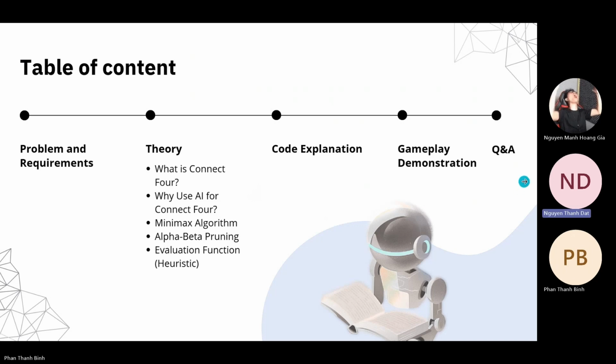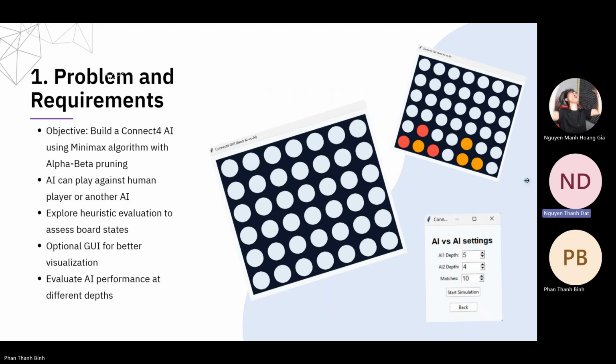About the table of contents, the first one we will talk about is the problem and requirement. The next one is the theory related to the project, and the next part is code explanation. Mr. Nguyễn Mạnh Hoàng Gia will explain the code, and in the last part I will show you the gameplay demonstration to help you understand more about our project. So let's start with the first part by my teammate Phan Thanh Bình.